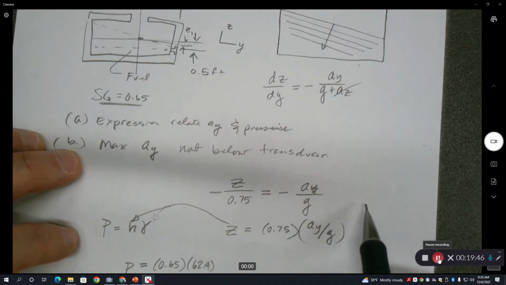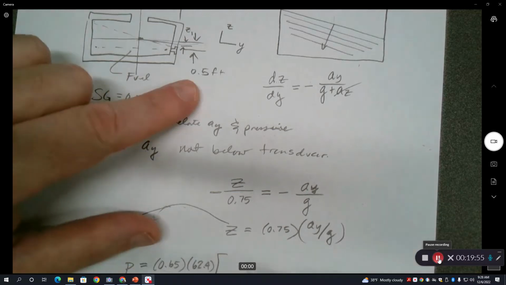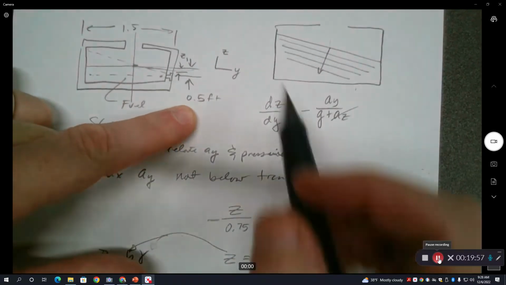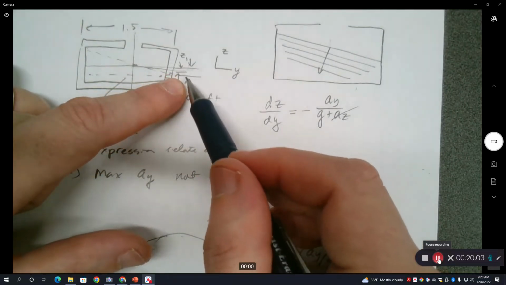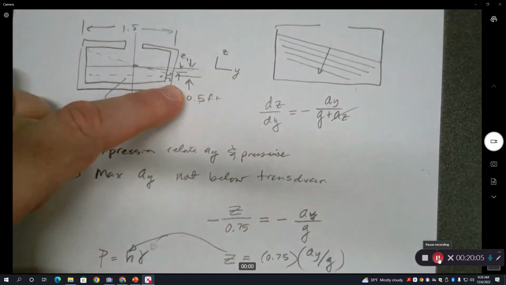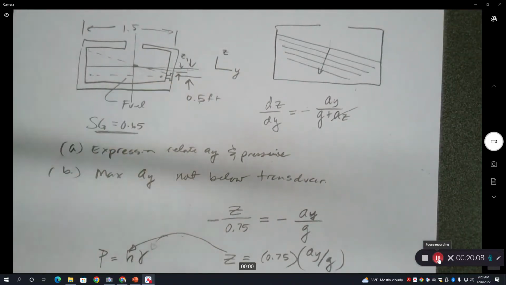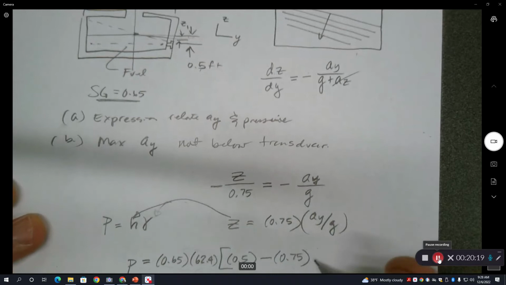And then we're looking for an expression for above the transducer. This is a terrible problem, but that's all right. It's not a representative problem, because we just haven't done this. We could say that we have 0.5 minus the rest of this h, which is 0.75, ay divided by 32.2.